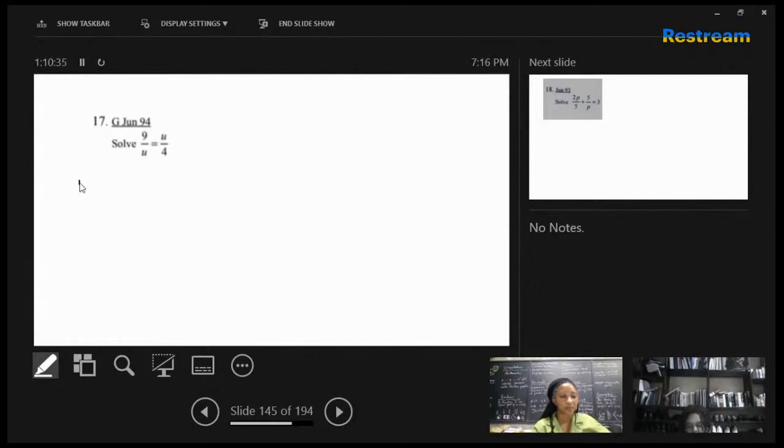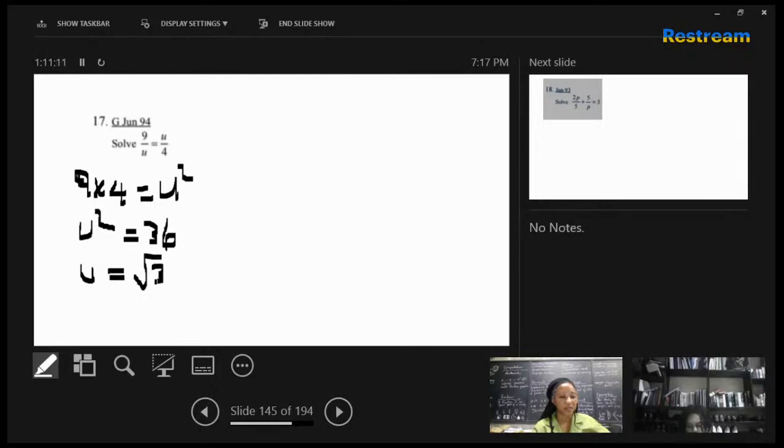Cross multiply: 9 times 4 is 36, equal to u times u. It's squared, so u squared equals 36. So u is the square root of 36, which is 6.